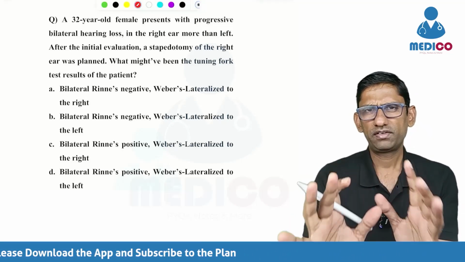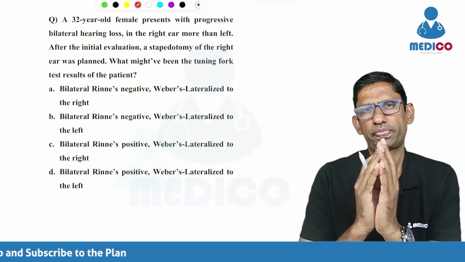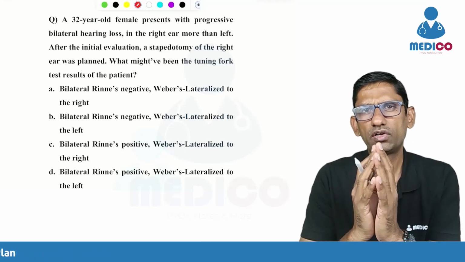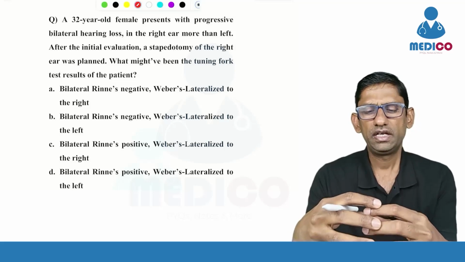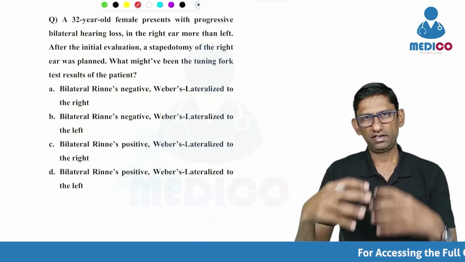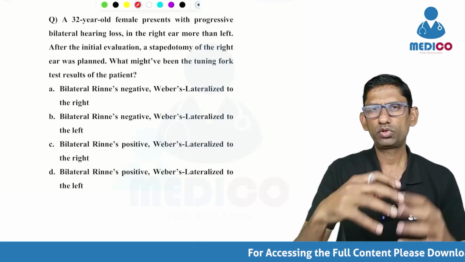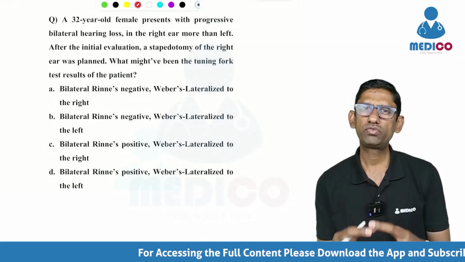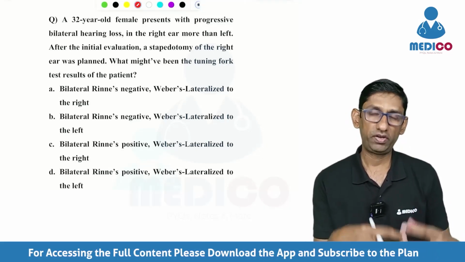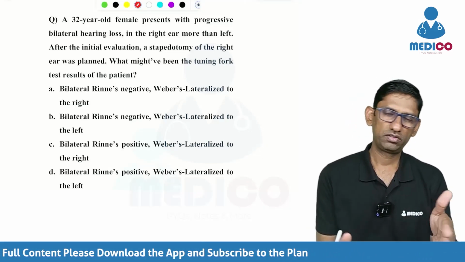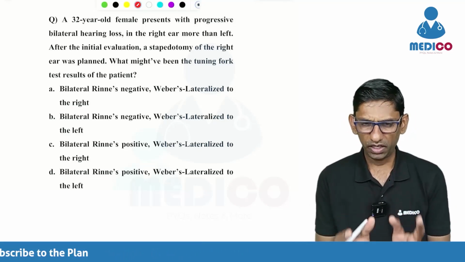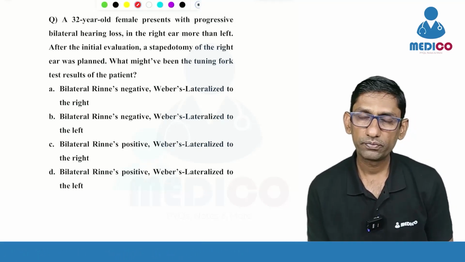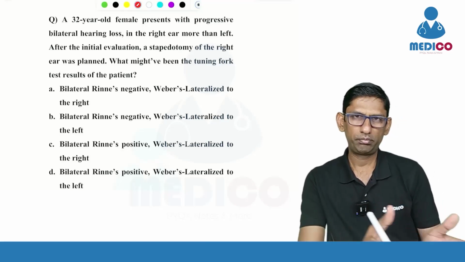Basically, if any person comes to you with a hearing loss, what should you do? We have to do a tuning fork test. Then, based on the tuning fork test clinical inference, we subject the patient to pure tone audiometry. Pure tone audiometry confirms the tuning fork test findings, so we can say whether the patient has conductive hearing loss, sensorineural hearing loss, or a mixed hearing loss. If the patient has conductive hearing loss, we subject the patient to a separate pathway.